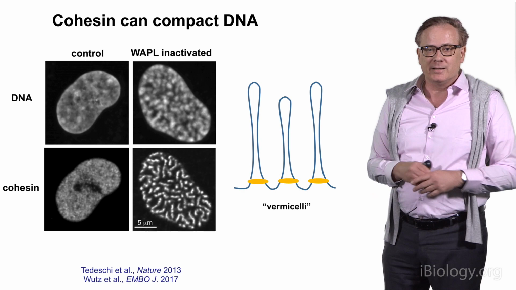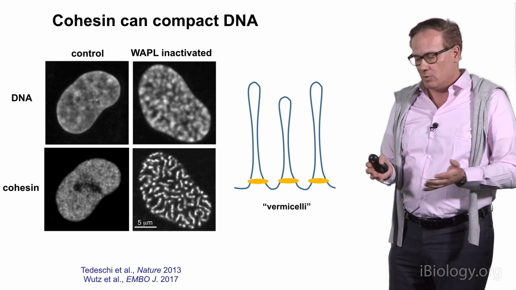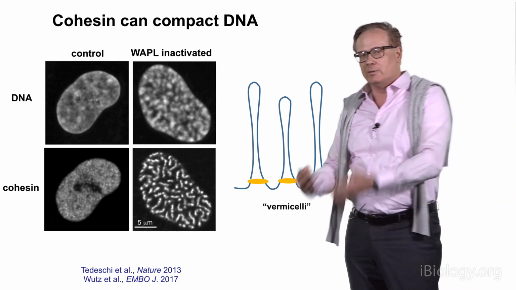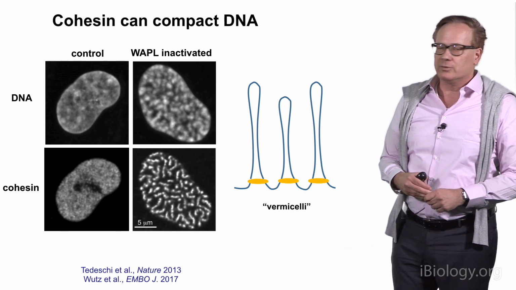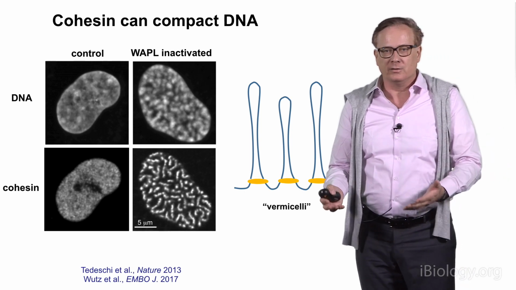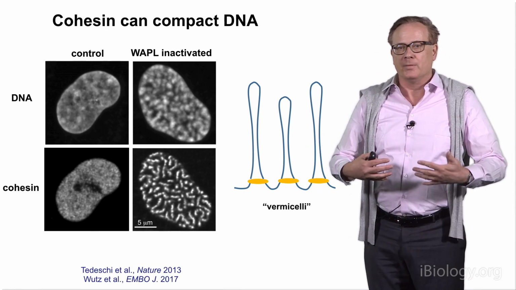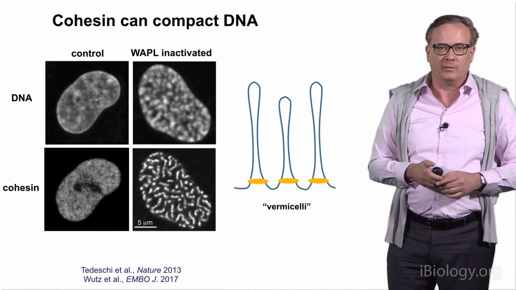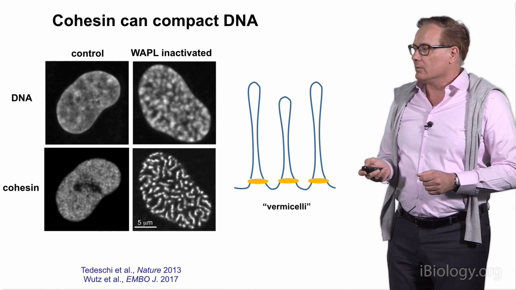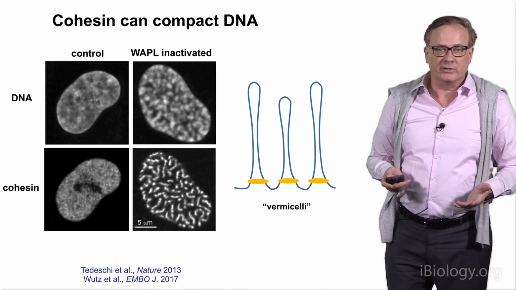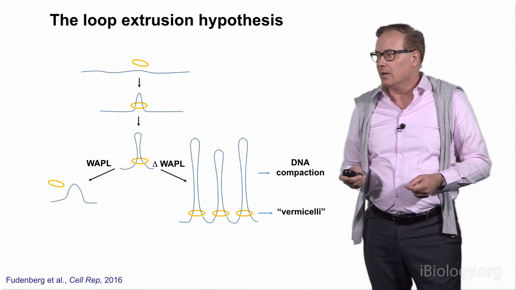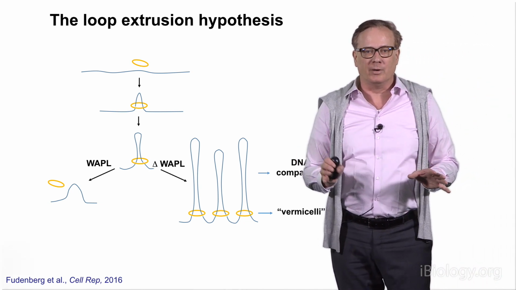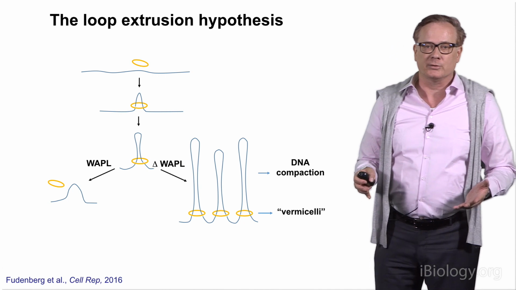Now that was very exciting, but the real question, of course, was how would the depletion of a release factor, which leads to stabilization of cohesion on chromatin, lead to this dramatic relocalization of cohesion into vermicelli, and how would it then somehow lead to compaction of DNA? That was really unclear. And it was Leonid Mirny, a polymer physicist at MIT, who realized that both these phenotypes could be explained by a very interesting hypothesis called the loop extrusion hypothesis.